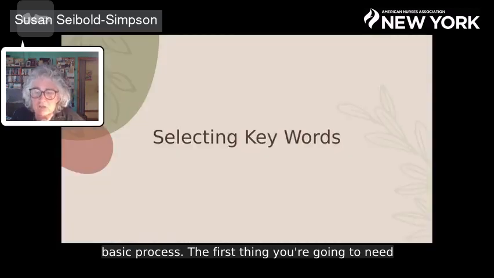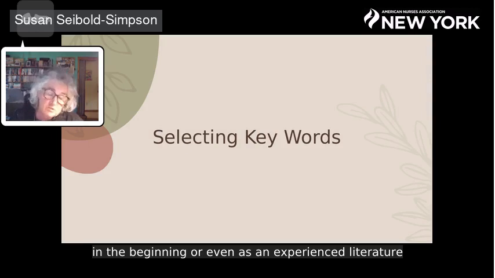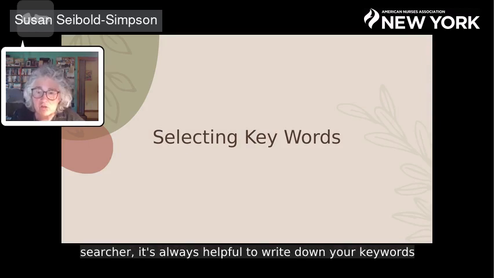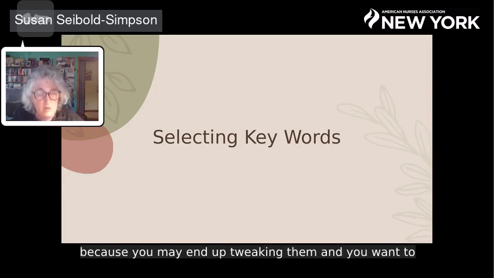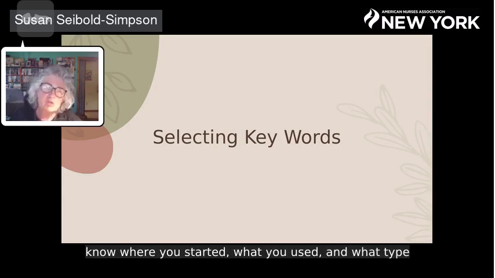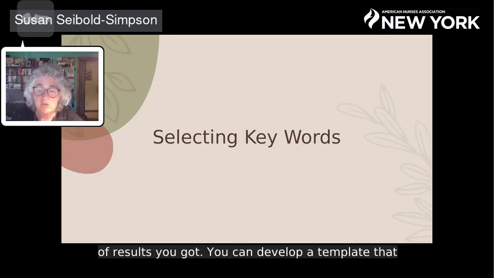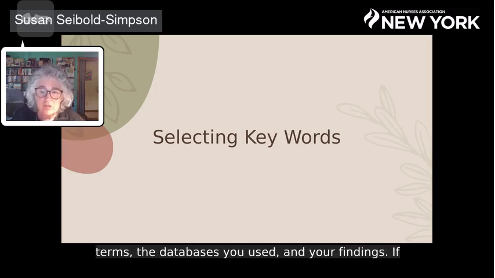The first thing you're going to need to do is identify your keywords. Your keywords are the words you're going to use to refine your search. In the beginning, or even as an experienced literature searcher, it's always helpful to write down your keywords because you may end up tweaking them and you want to know where you started, what you used, and what type of results you got. You can develop a template that includes your research question or PICO, your search terms, the databases you used, and your findings.